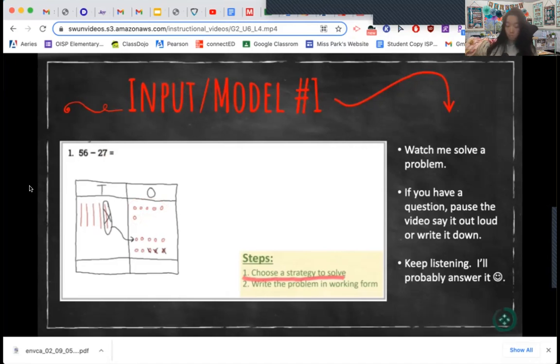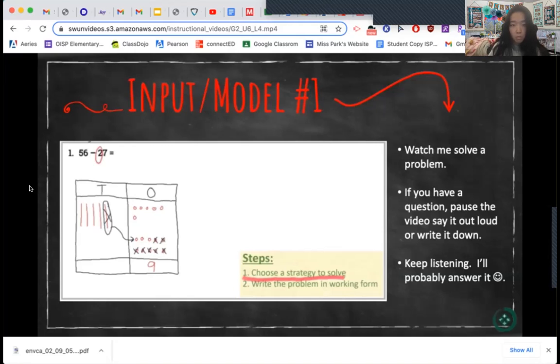1, 2, 3, 4, 5, 6, 7. I am left with 1, 2, 3, 4, 5, 6, 7, 8, 9, 9 ones, so I will write a 9 in the ones place.